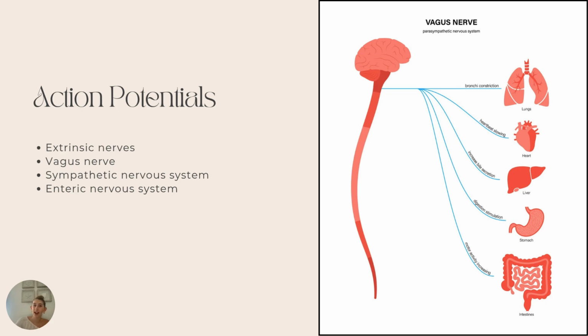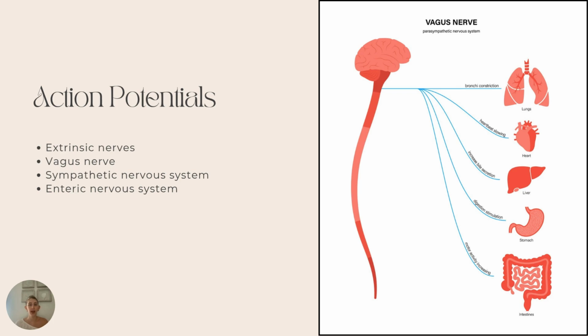And then we have our action potentials. This is where several types of nerves work together to regulate digestion, both directly and indirectly. This includes our intrinsic nerves, which connect digestive organs to the brain and spinal cord, forming a crucial link of the gut-brain connection. These nerves belong to our autonomic nervous system, which controls involuntary functions like digestion.